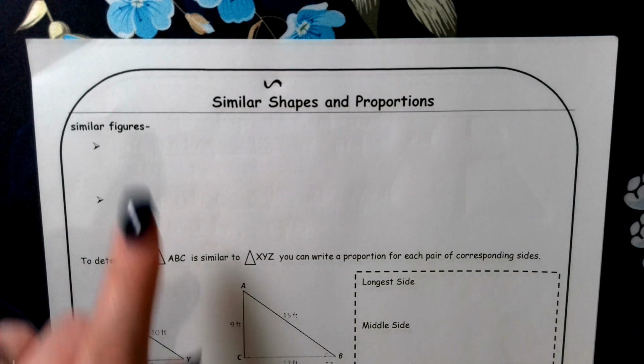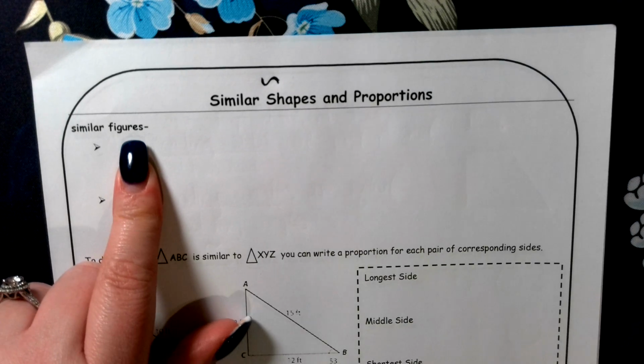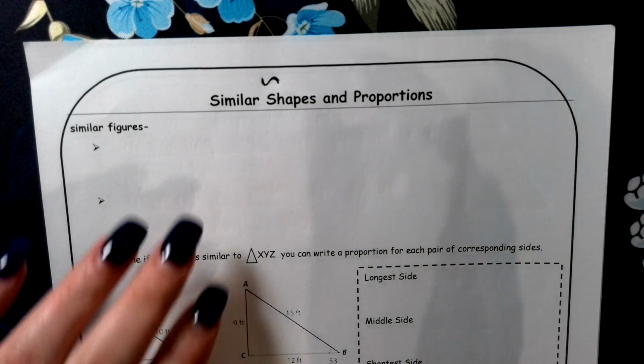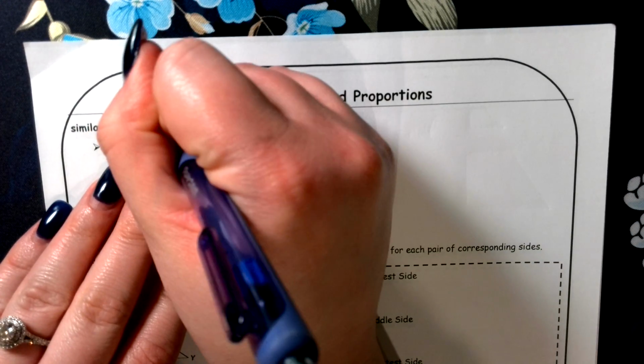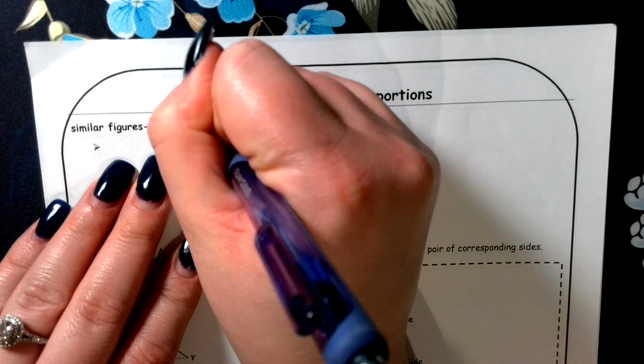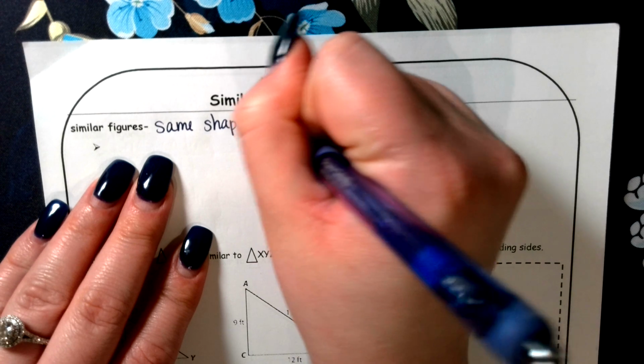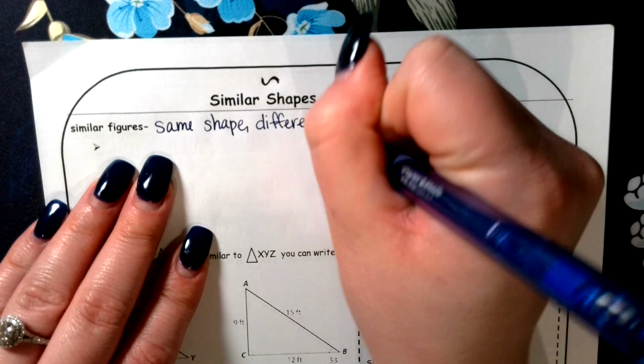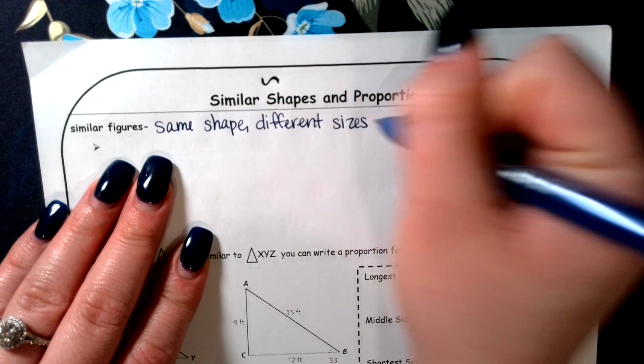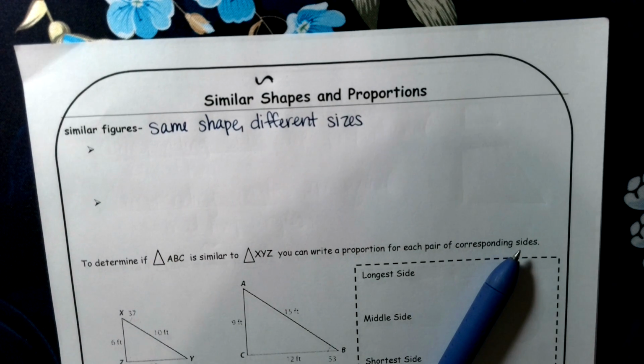So in case you forgot, similar figures are figures that are the same shape, but they are different sizes. Same shape, but different sizes. Like we've talked about before.